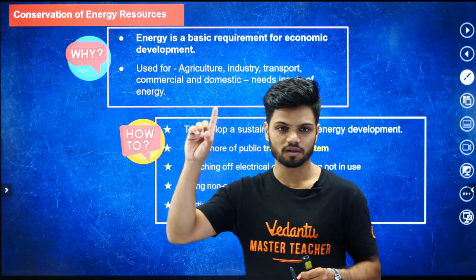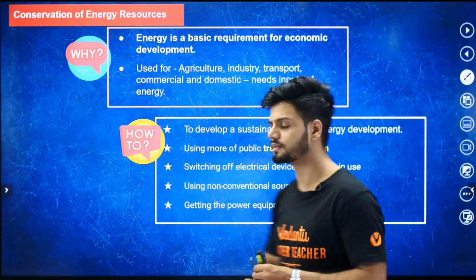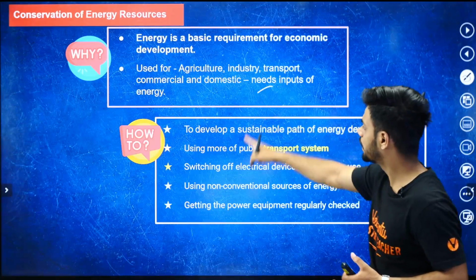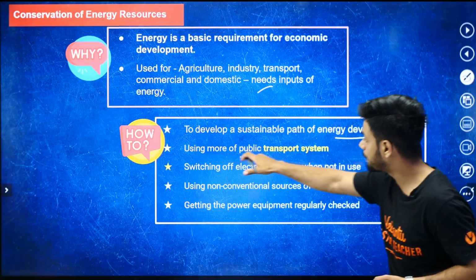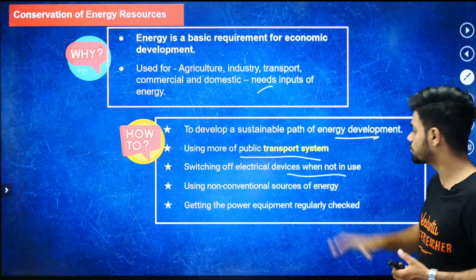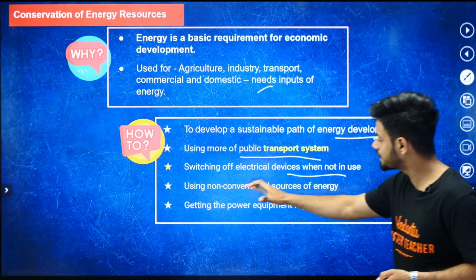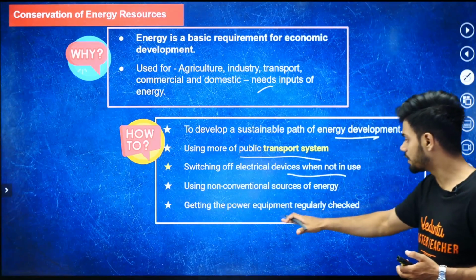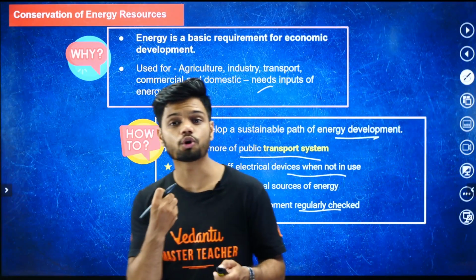Now, students, a conservation question will come. So, in a case-based study, you need to write why energy is a basic requirement for economic development. Uses, how to save it, that is, to develop a sustainable path for energy development. Use more public transport, that is, bus, train. Switch off electrical devices when not in use, even bikes at the signal. Then use non-conventional sources of energy, that is, renewable sources of energy. Get the power equipment regularly checked so that the equipment is not drawing a lot of energy.